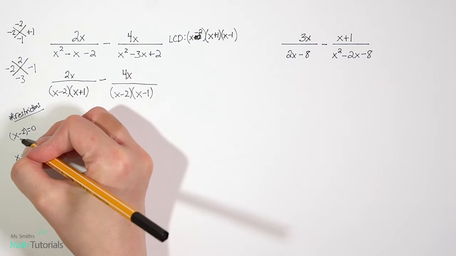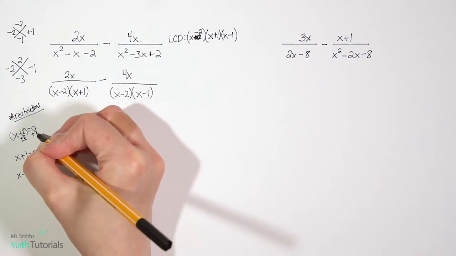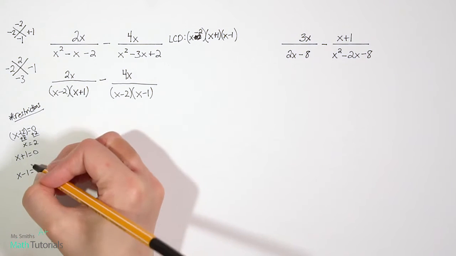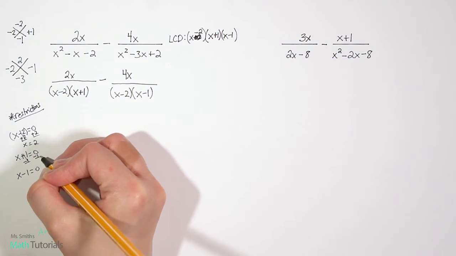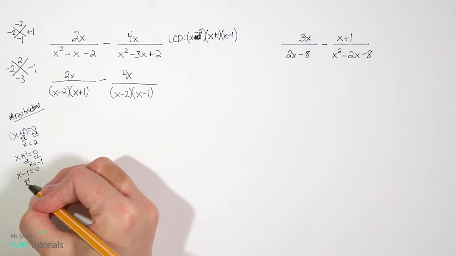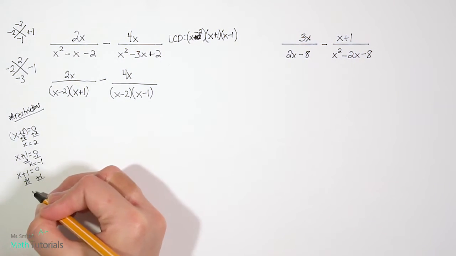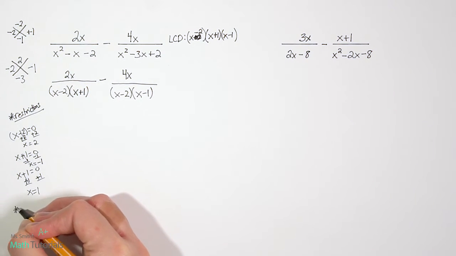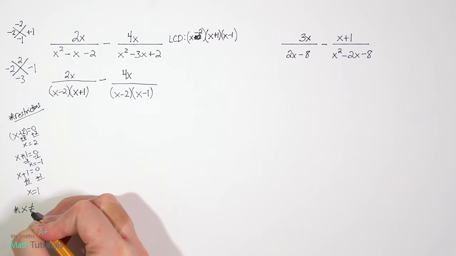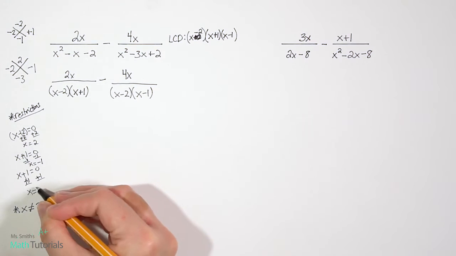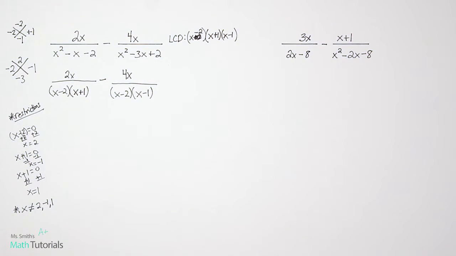For this one, we'd want to add 2 to both sides. So we'd get x equals 2. For this one, we'd want to subtract 1 from both sides, and we'd get x equals -1. And then for this one, we'd want to add 1 to both sides, so we'd get x equals 1. So our restriction statement is going to be that x cannot equal 2, -1, or 1. So we'll include that in our final answer.